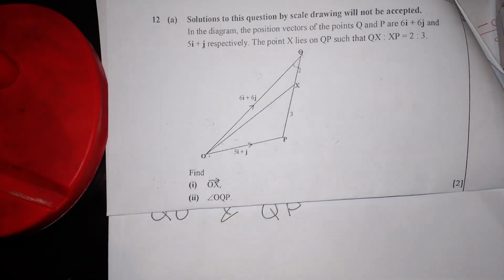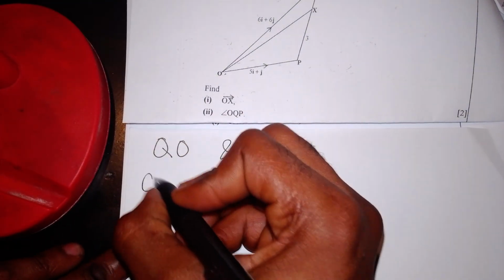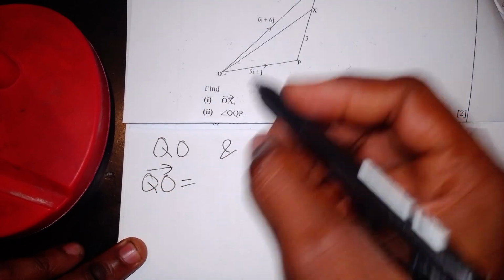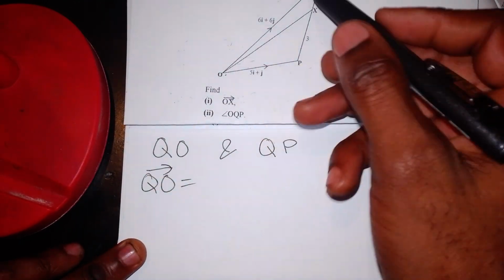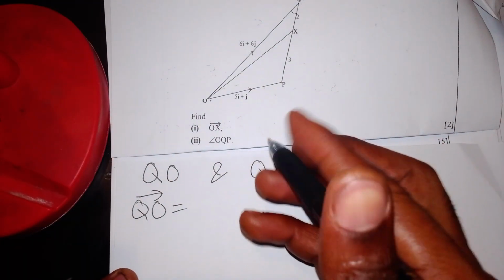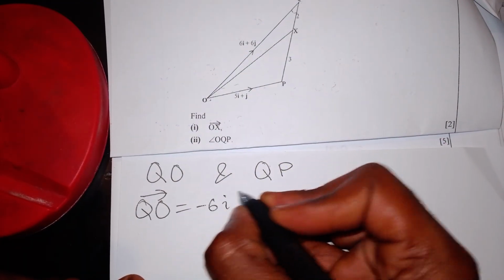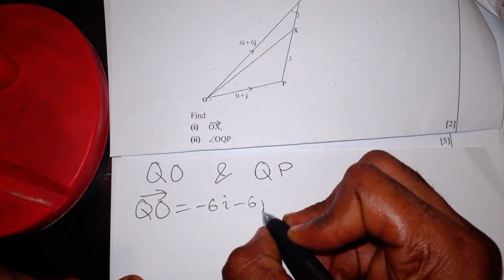So let's just find our QO, which is easy. QO is basically just the opposite direction of OQ. So this one will be minus 6i minus 6j.